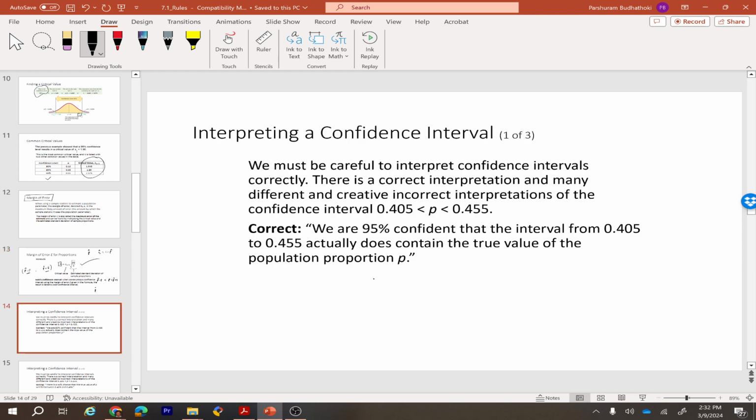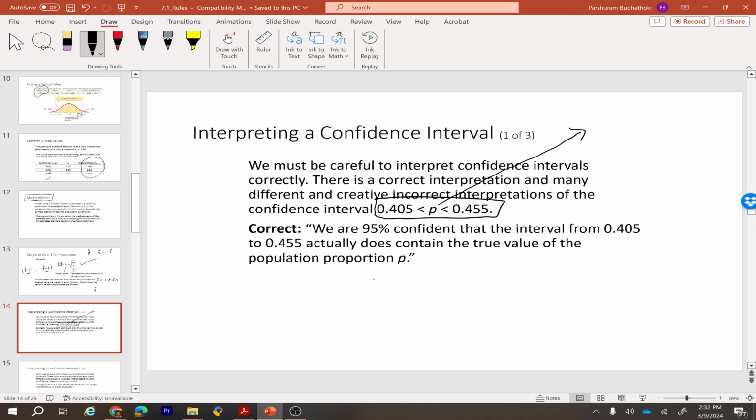Okay, before we do some examples, let's try to correctly understand how to state or interpret a confidence level. So for example, let's say this is the confidence interval for any population proportion.